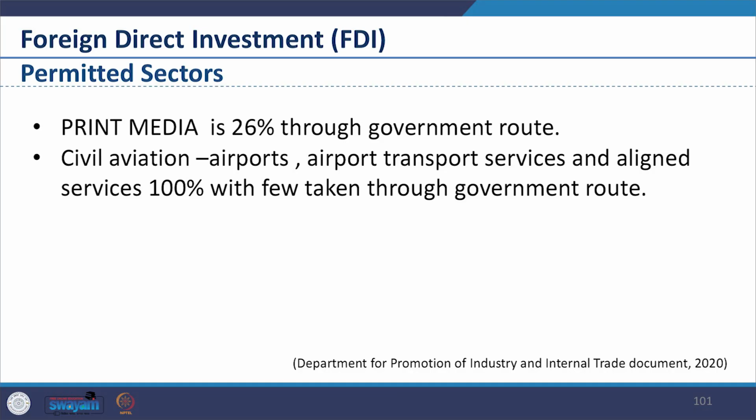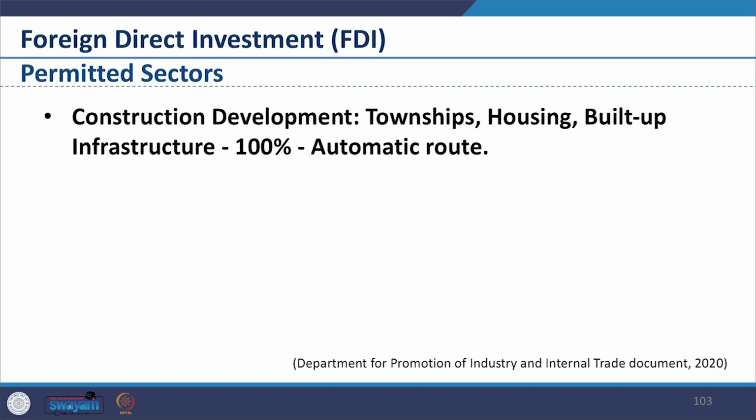However, for the maximum, it is routed through the government. We also see the investment is also open in the print media. We see civil aviation, airports, airport transport services, and allied services are also open for investments. Likewise, we see construction development, something which we are more concerned with, like township, housing, built-up infrastructure, and construction development projects, which would include development of township, construction of residential and commercial premises, roads and bridges, hotels, resorts, hospitals, educational institutions, recreational facilities, city and regional level infrastructure in township.